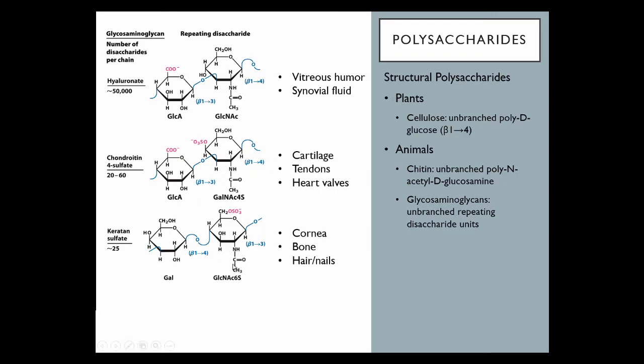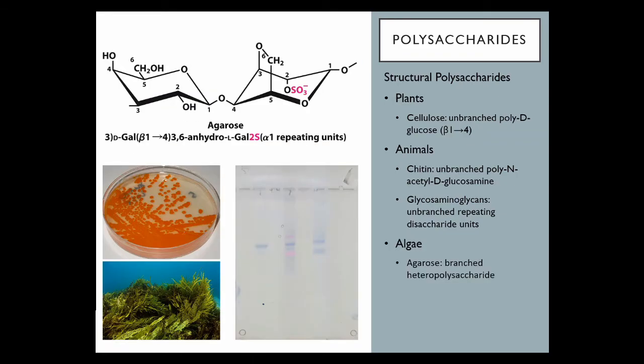Then keratan sulfate, which is not the same as keratin. Keratin is a protein, but keratan sulfate is found in, again, structural places, anywhere you have a lot of dead cells, so bone, hair, and fingernails. And then the cornea has a lot of this material in it. So again, just another structural component of the cell.